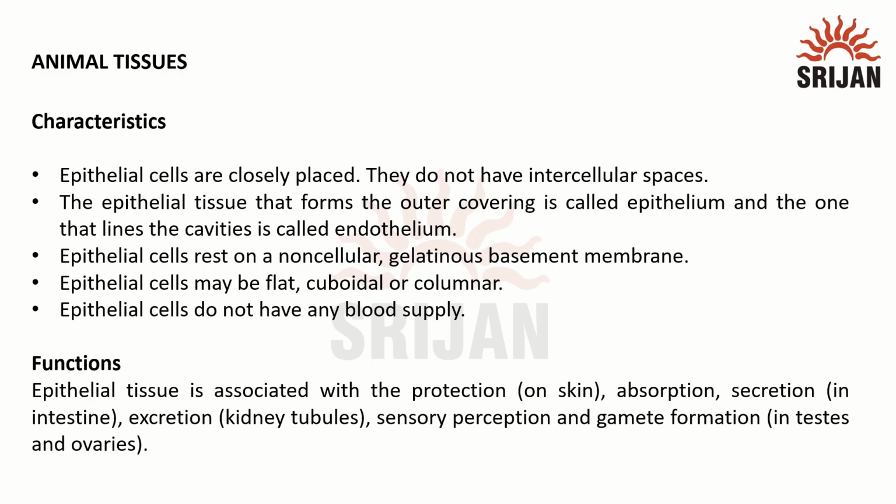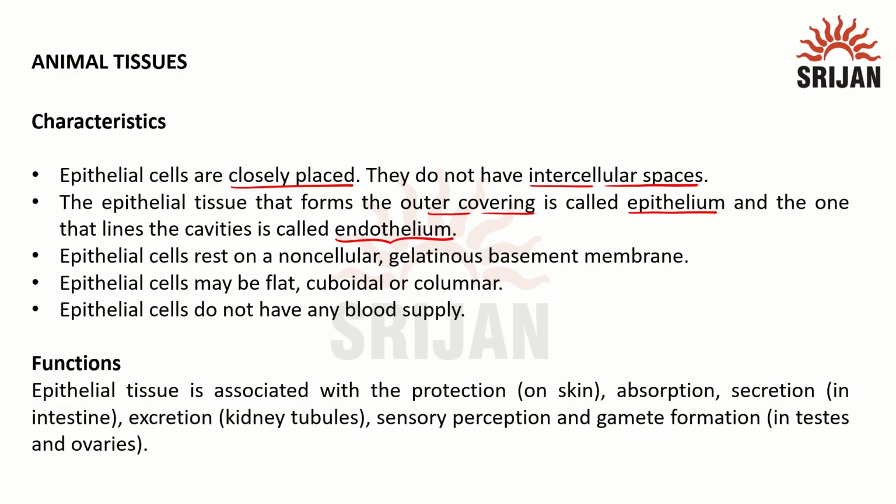Now, if we see the characteristic feature, how do they look? So, these are closely placed or compactly packed cells, and there will be no intercellular space. The epithelial tissue that forms the outer covering is called epithelium, and the one that lines the cavities is known as endothelium, depending on the location.